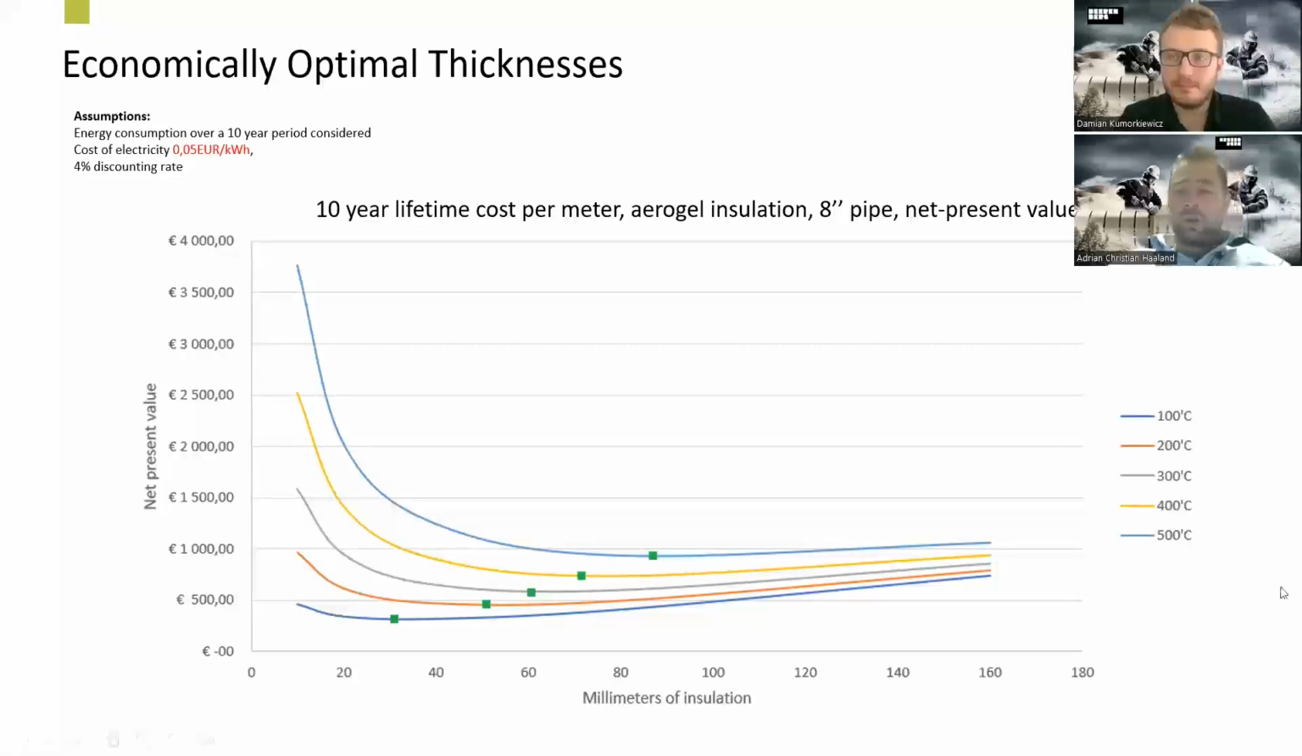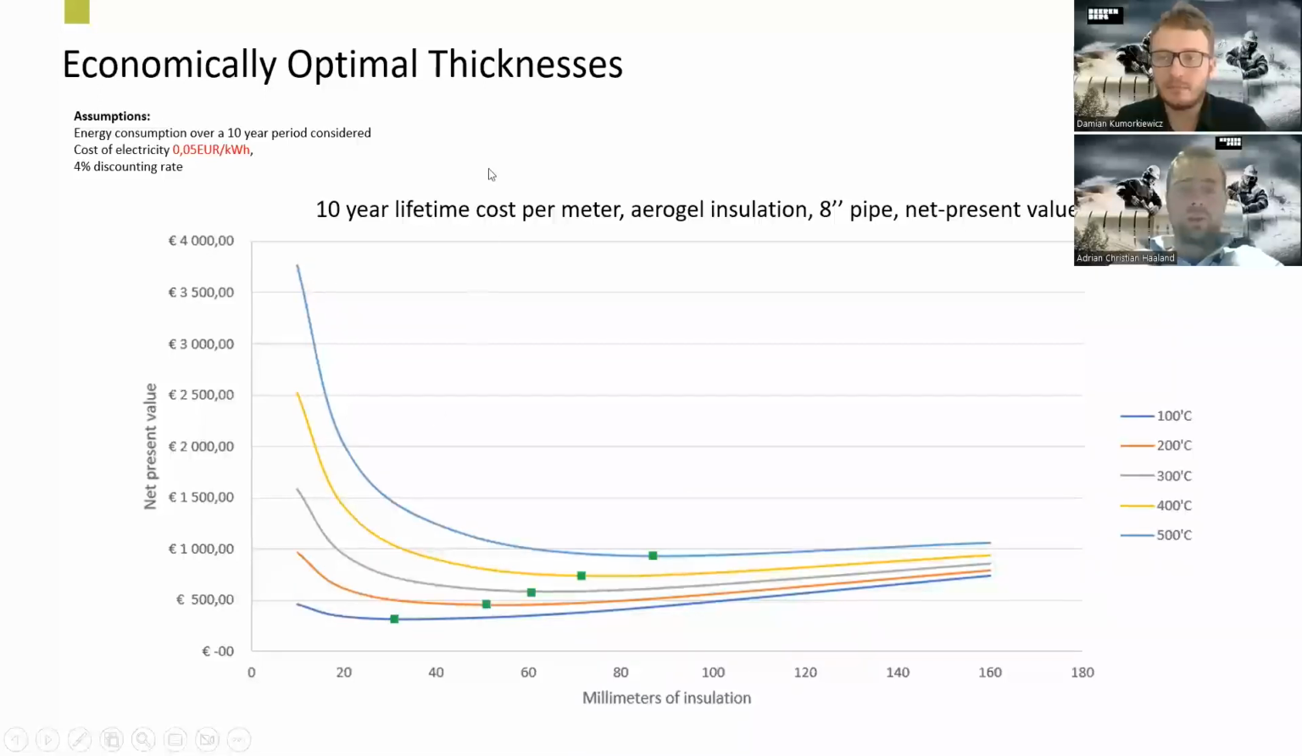So we see, for example, for a 100-degree pipeline, we find an economical optimal aerogel thickness of 30 millimeter, for example. And of course, as we go to higher and higher temperatures, we will need more and more insulation to be in an ideal position. Now, if you plot this out for different insulation materials, it will look different. For example, if I use cheaper insulation materials, generally you can put on more insulation thickness, because the material is cheaper, before you reach the bottom part of the curve. And for more expensive materials, the optimal thickness will be lower.